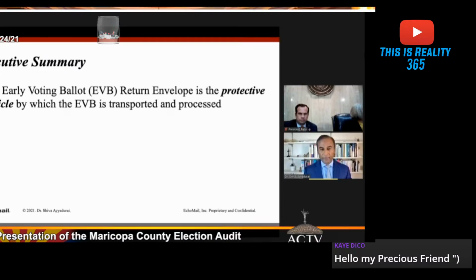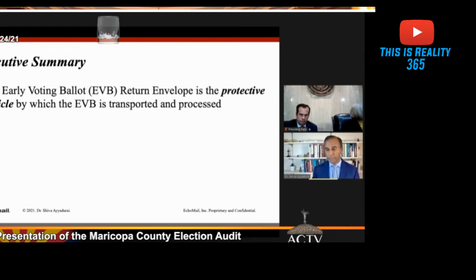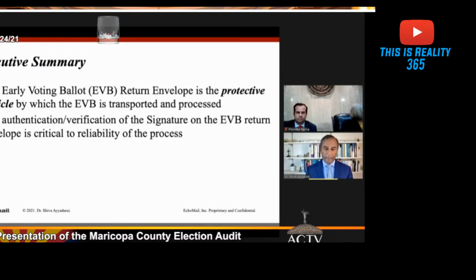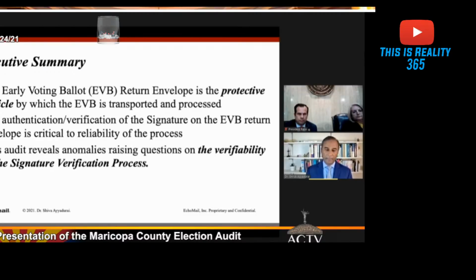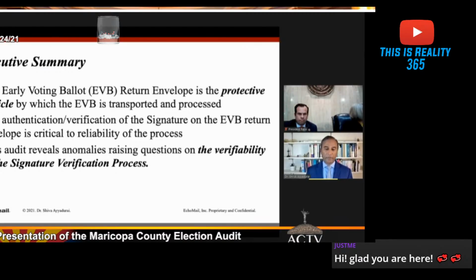So the executive summary of this, to sort of summarize the whole talk here today, or the findings, is that the early voting ballot return envelope, you really want to think about that as the protected vehicle by which the EVB, which is the early voting ballot, is transported and processed. And the authentication, the verification of the signature on the EVB return envelope is critical to reliability of the entire process. And our audit reveals anomalies, raising questions on the verifiability of the signature verification process.